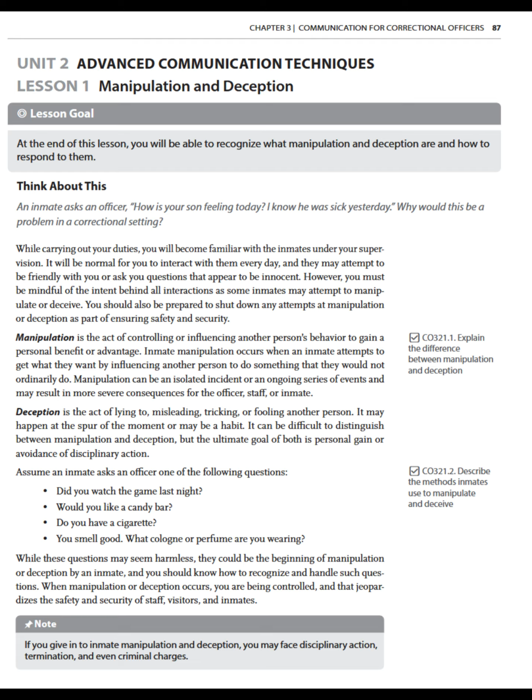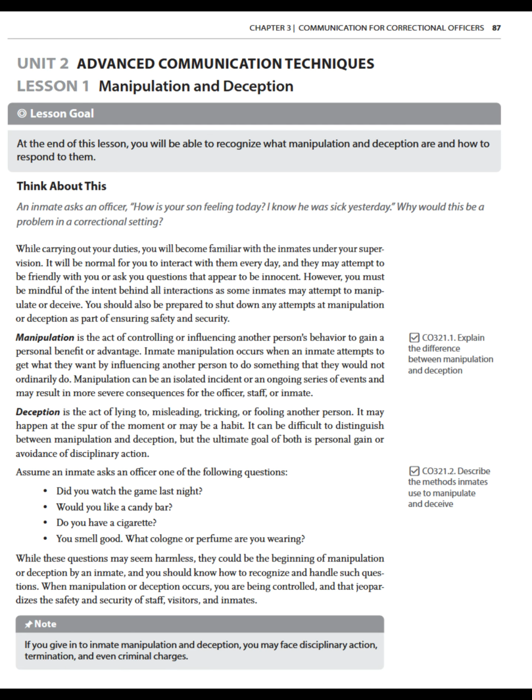Did you watch the game last night? Would you like a candy bar? Do you have a cigarette? You smell good. What cologne or perfume are you wearing? While these questions may seem harmless, they could be the beginning of manipulation or deception by an inmate, and you should know how to recognize and handle such questions.